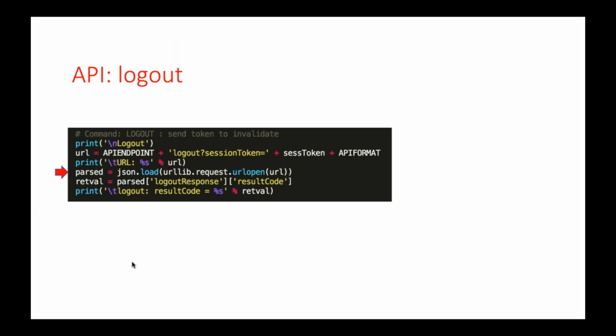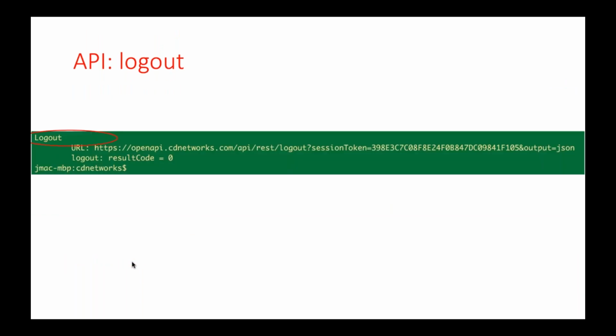Here's the code. Yeah, it looks like everything else. I just print out the code result after sending in the token to invalidate. And this is what it looks like. I did take this screenshot earlier and did get the result code of 0.